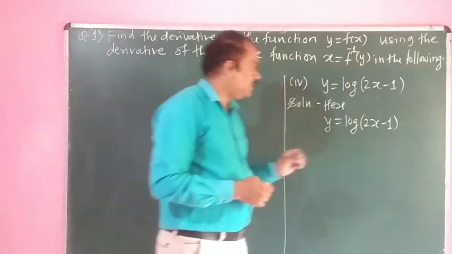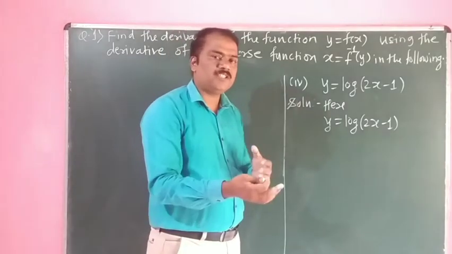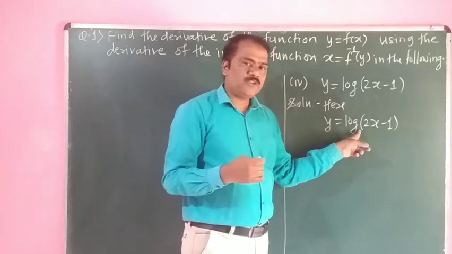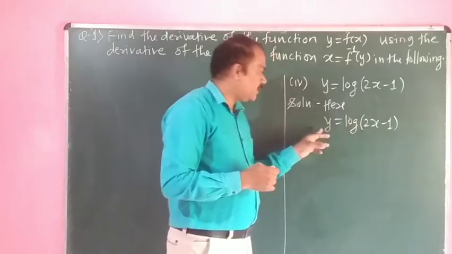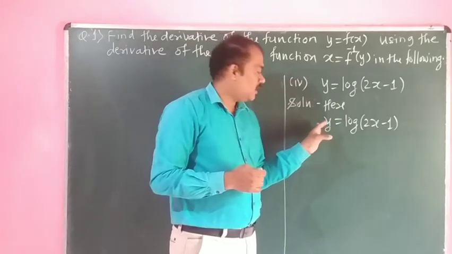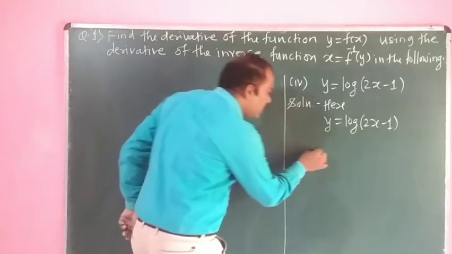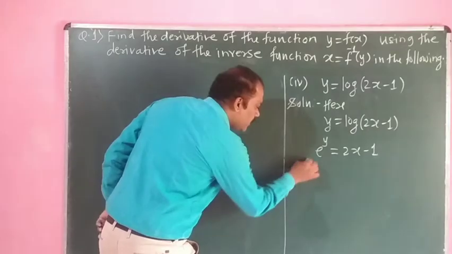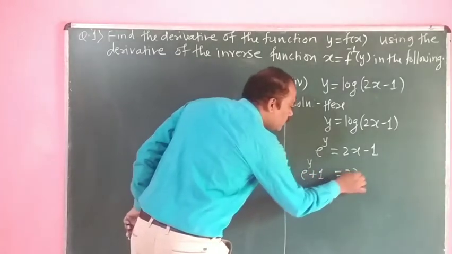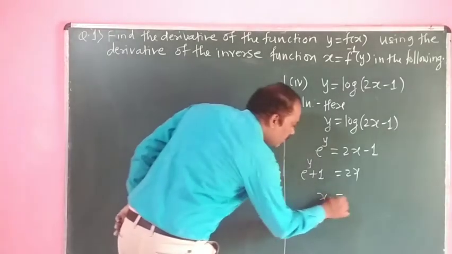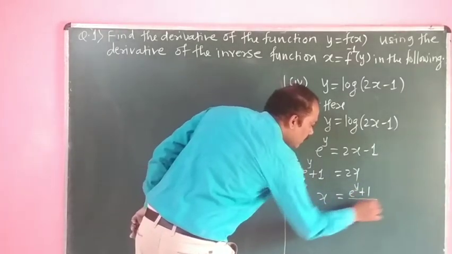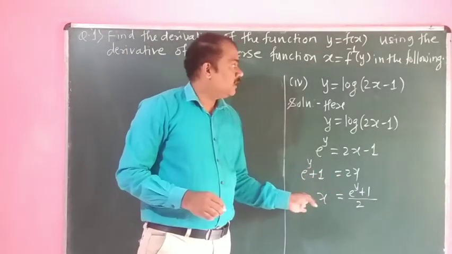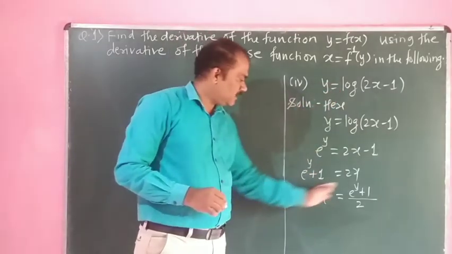By using that conversion of logarithmic into exponential form, here the base is e. When you convert logarithmic form into exponential form, this base e becomes the base on the other side. So what we get is e raised to y is equal to 2x minus 1. Take this minus 1 on this side, e raised to y plus 1 is equal to 2x. So we can write x is equal to e raised to y plus 1 divided by 2. That is the inverse function of the given function, x in terms of y.